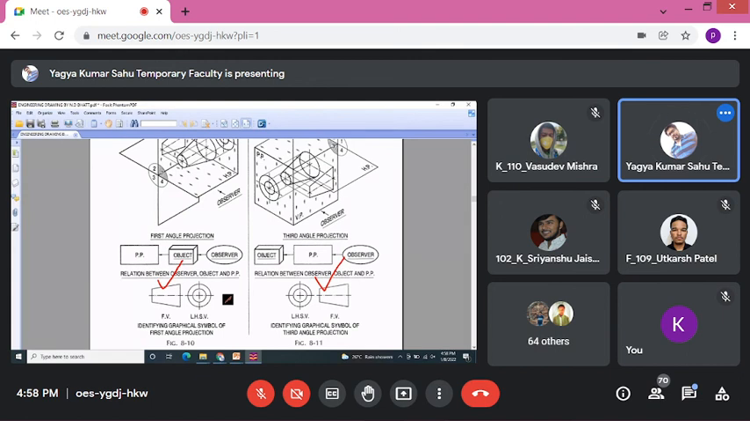In the first angle symbol, the trapezium is the front view, and the concentric circles are the left hand side view. In case of third angle, it will be just the opposite. First of all, the concentric circles, and you cannot draw the trapezium like this. And the longer side, this side, like this.